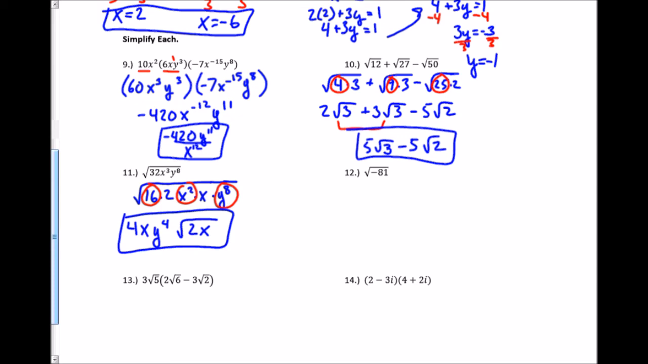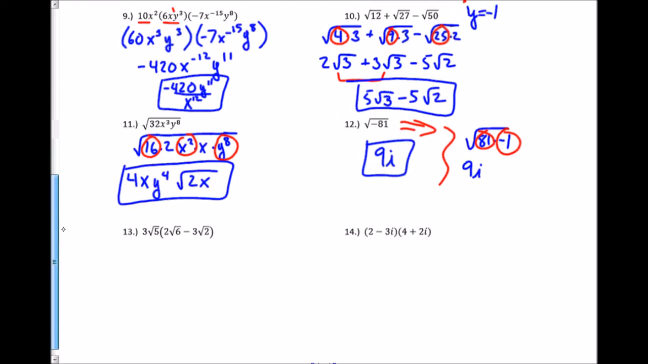For number 12, the square root of a negative 81. Well, the square root of 81 is a 9. That's easy. So the square root of a negative, remember, that's an i. That's an imaginary number. So that's 9i. And if you want to think of it this way, if you want to break it up into the square root of 81 times a negative 1, that's fine. The square root of 81 is a 9. The square root of a negative 1 is an i. And notice there's still nothing left under that square root, so it's a 9i. That's how we get imaginary numbers.